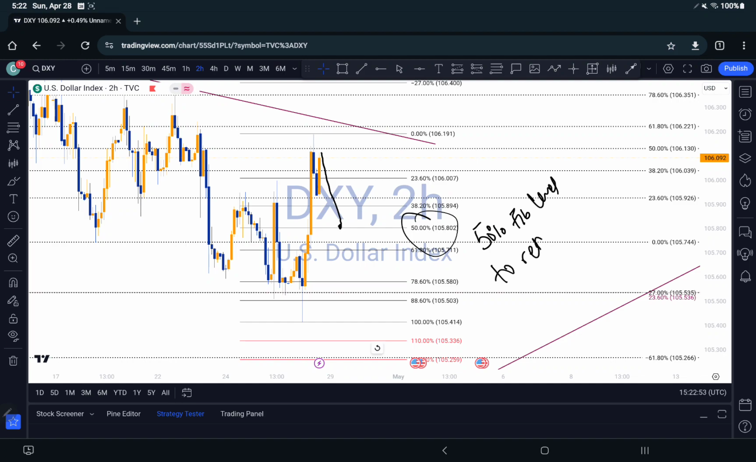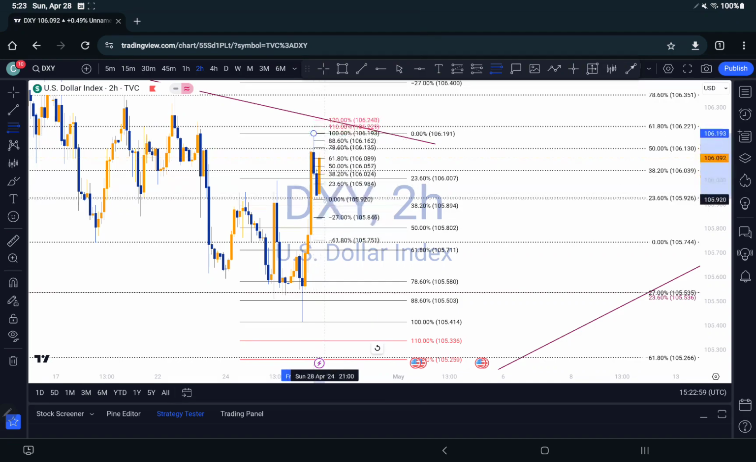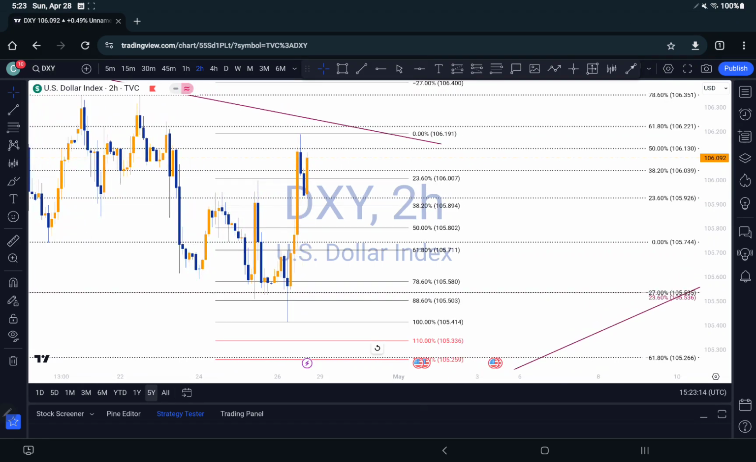to retrace around that area before pushing to the upside. If I draw another mini fib from point A to point B, we can see that my negative 27% fib level is around the middle of these two right here. So that shows there's a possibility of it actually retracing around that area right there.